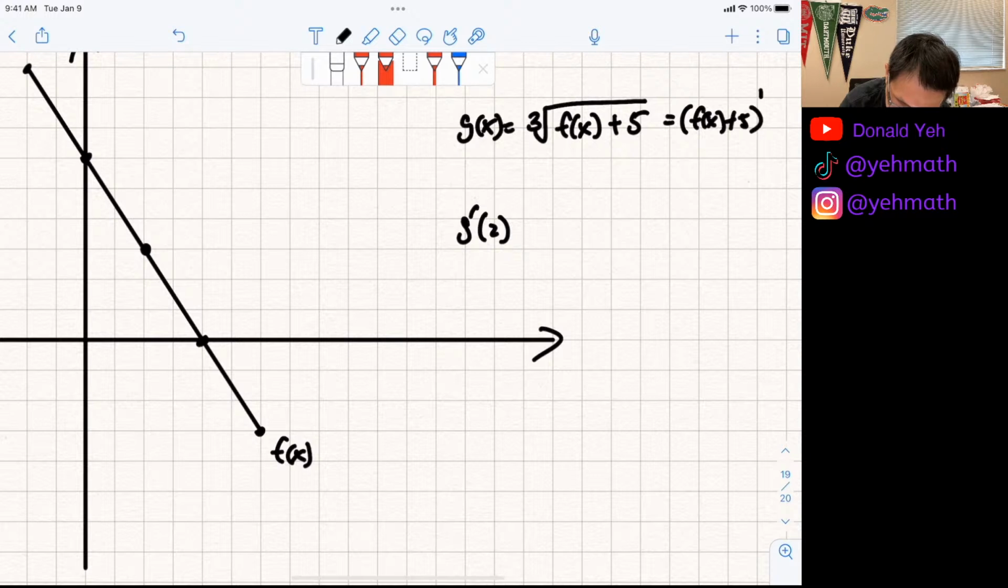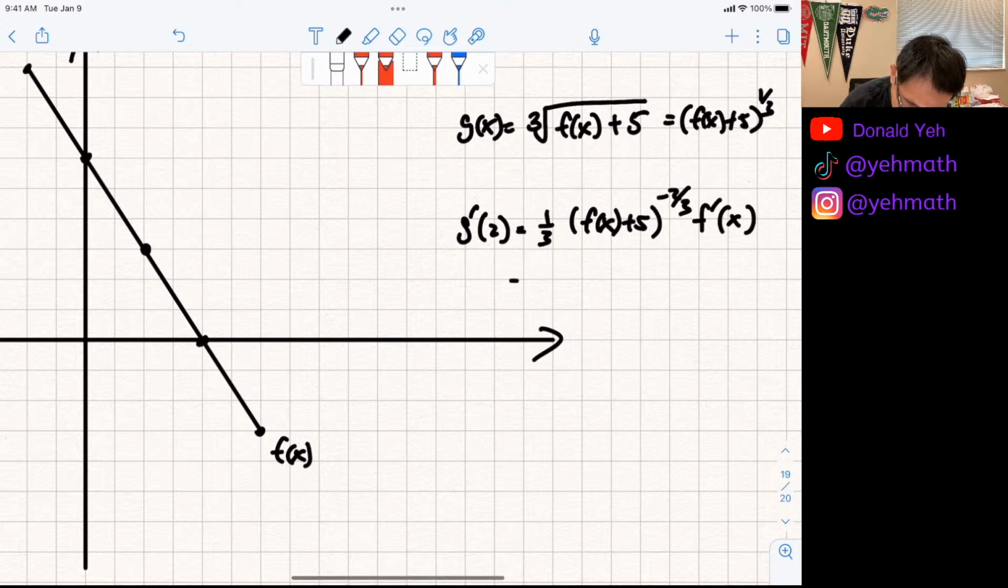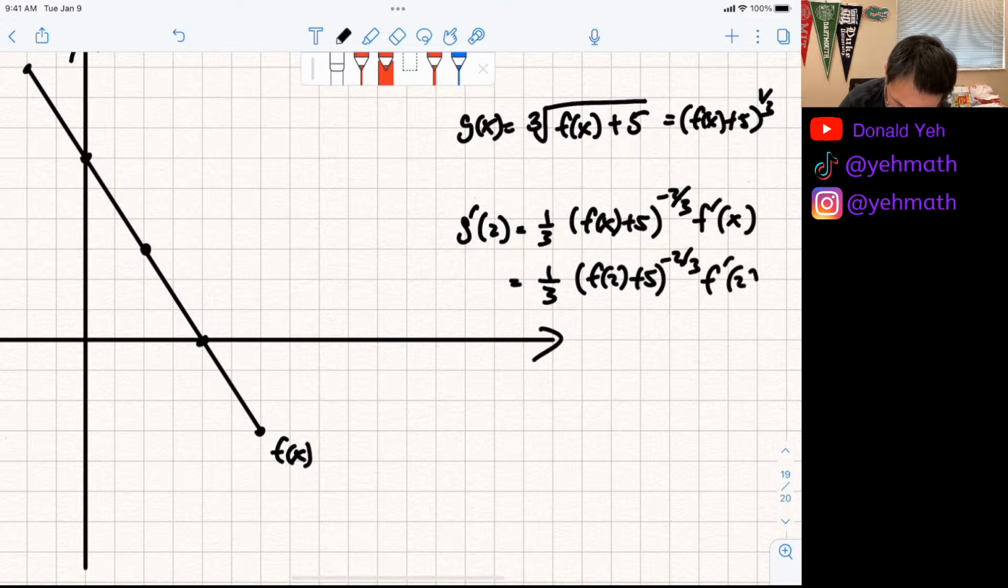Wait, stop looking to the other side. That's why root 3 is right here. Or you could just take a screenshot, take a picture. Why is it negative 2? Because it was 1 over 3, and 1 over 3 minus 1, and negative 2 over 3.